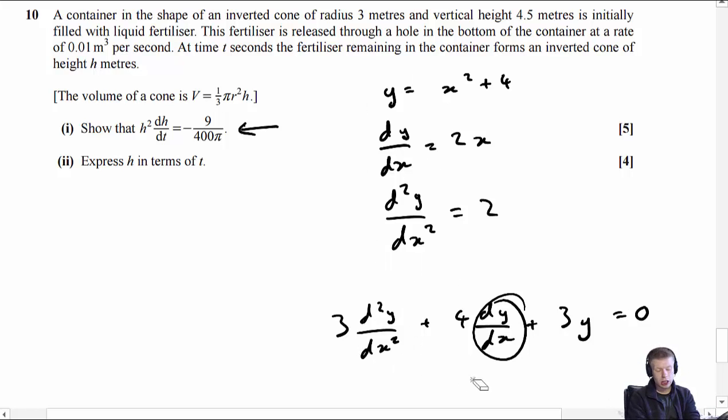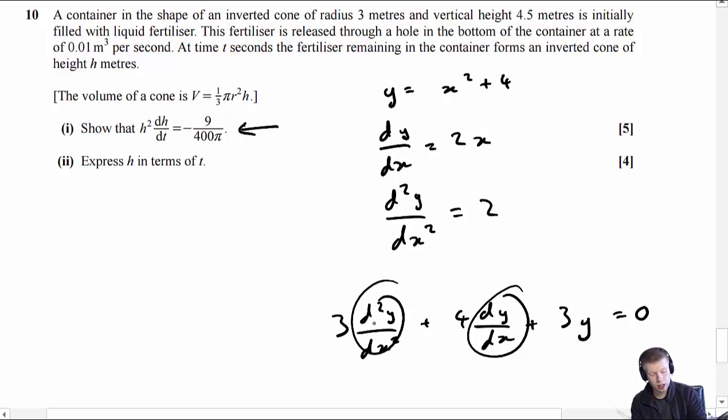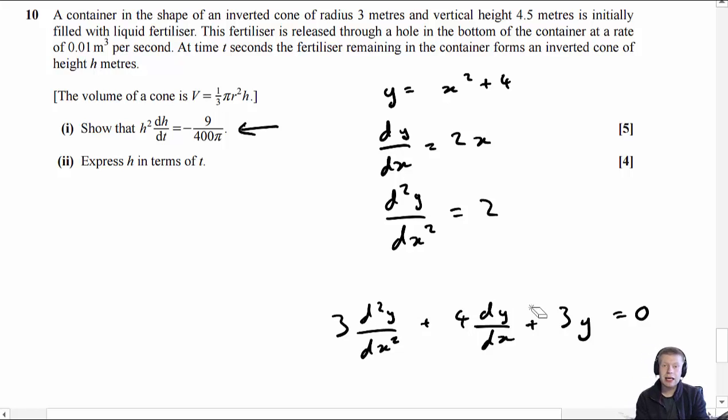So if I'm finding a solution to this differential equation, then what I'm basically finding is, what is the function that satisfies this equation? What is the function which, when I times it by 3, differentiate it and times by 4, differentiate again and times by 3, comes out as 0? What is that function? That's what I mean by solving a differential equation. That's what a differential equation is.